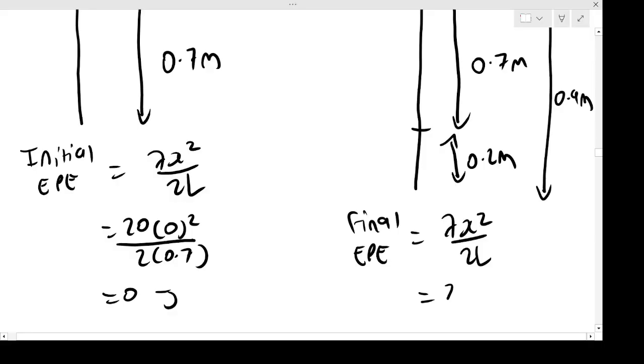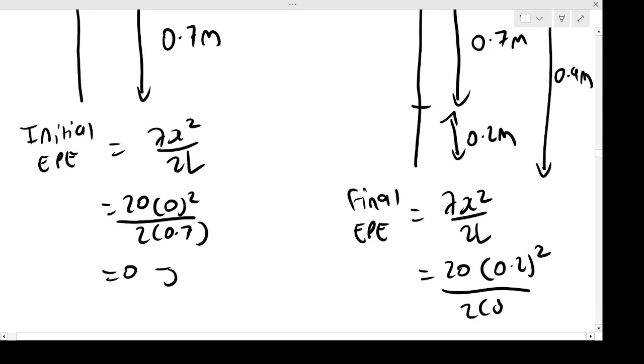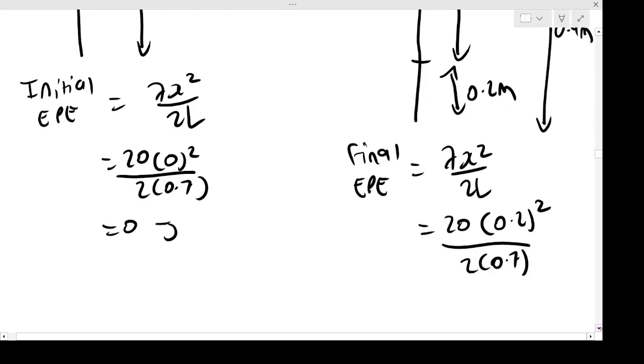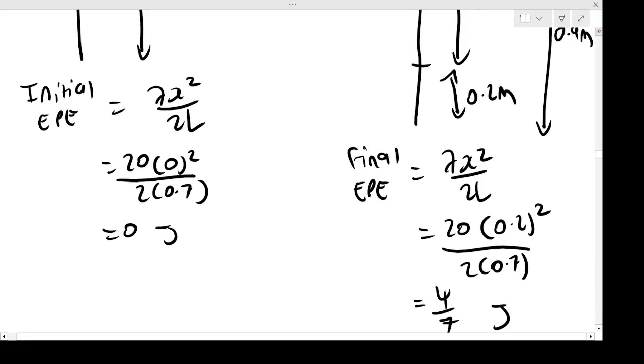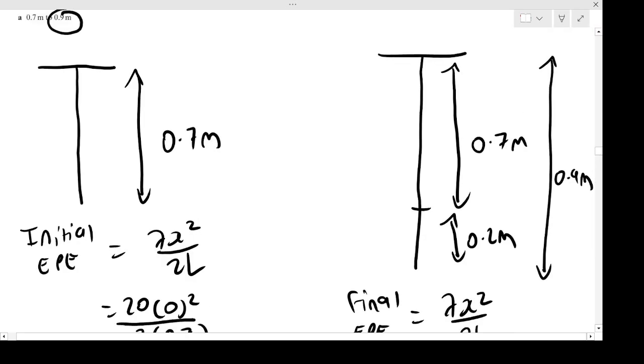Well, my modulus of elasticity is 20. Now the extension in this case is 0.2 all squared, divided by 2 lots of the natural length, which is 0.7. So that gets me the EPE here, the elastic energy, to be 4/7. 4/7, right? And there we are. So that's the idea, right? We want to calculate the elastic energy, the EPE, between 2 points. So hopefully that made sense here.